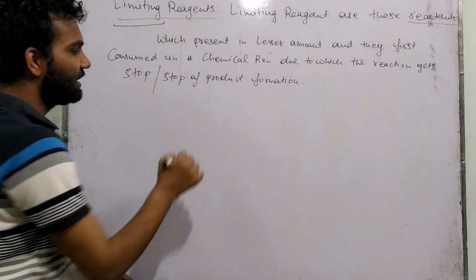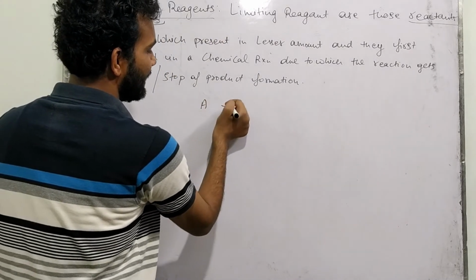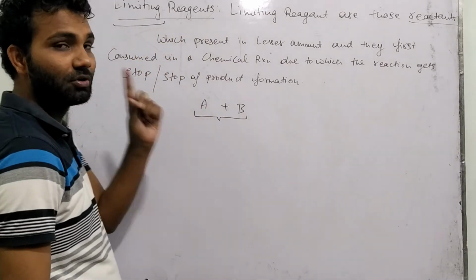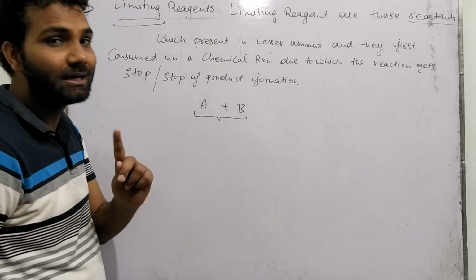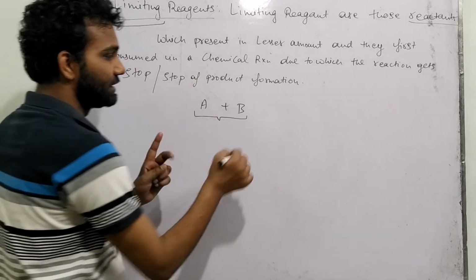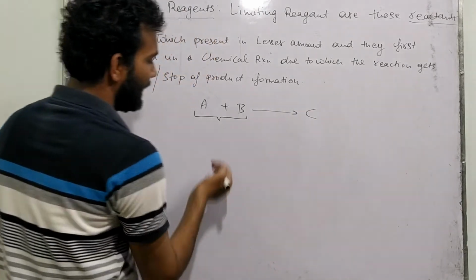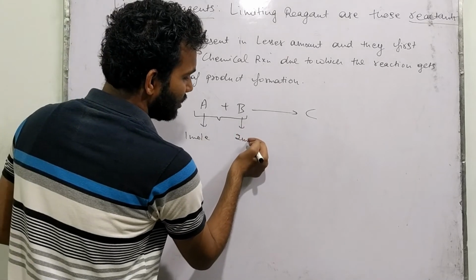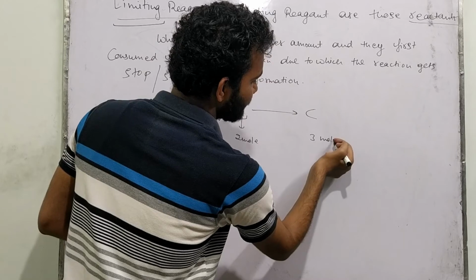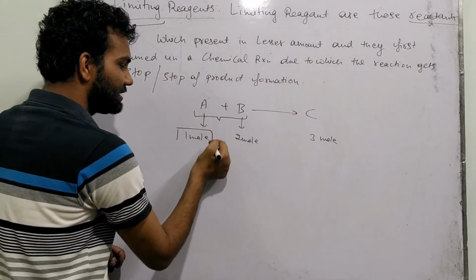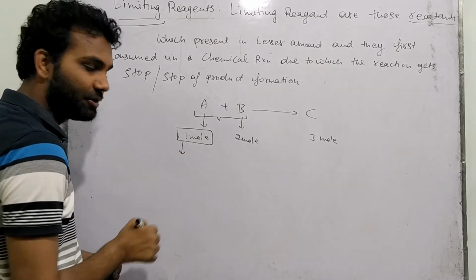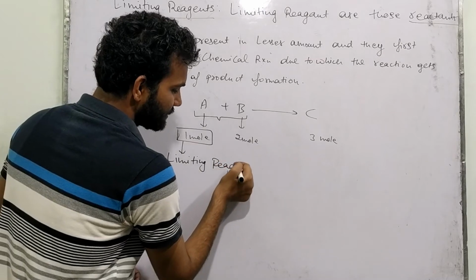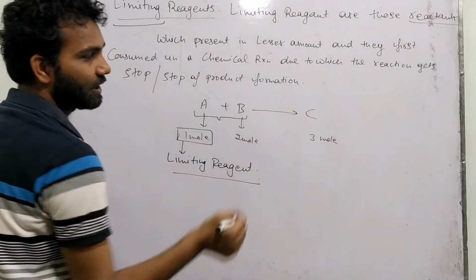Clear? So if we have a limiting reagent, like if we have A and if we have B, always for a limiting reagent question we have at least two reactants. We never study limiting reagent for a single reactant, we always study for at least two reactants. So if we have A plus C, and A is present in, let's take an example, 1 mole and C is present in 2 mole and it is giving 3 mole. The A reactant is present in lesser quantity, so A is your limiting reagent. Got it?